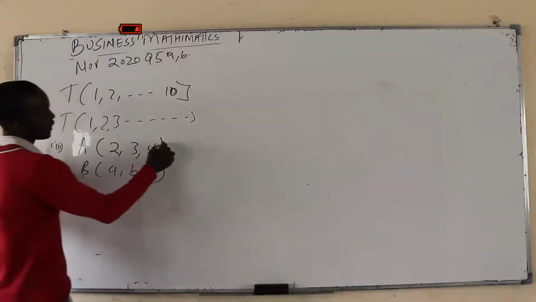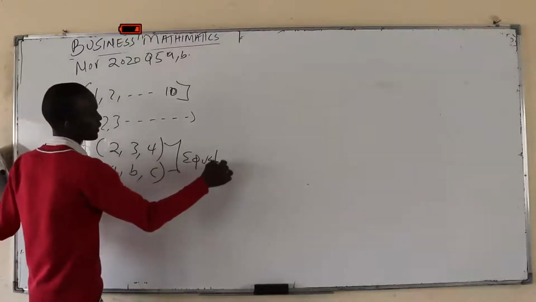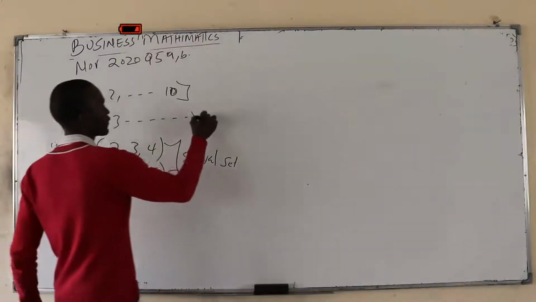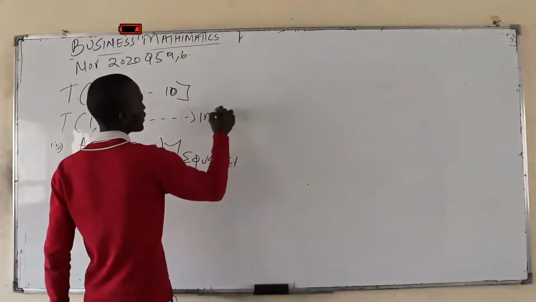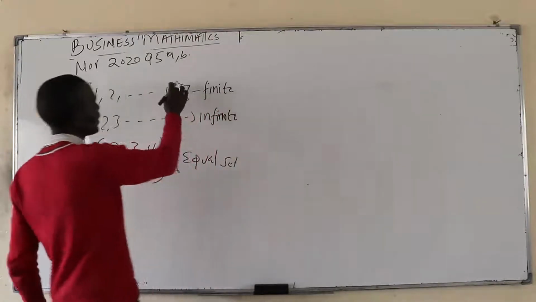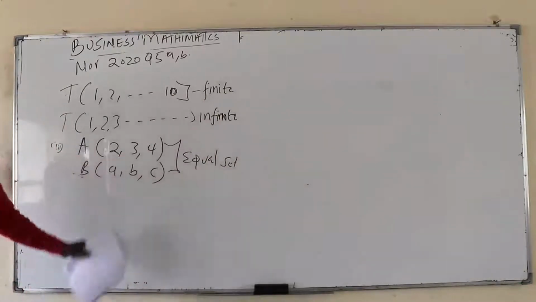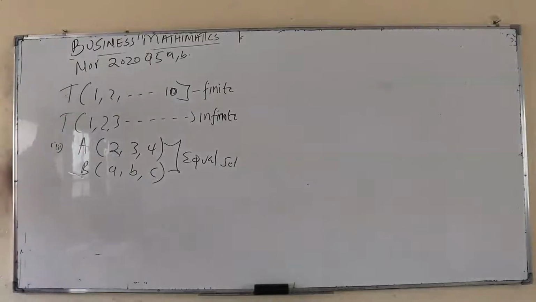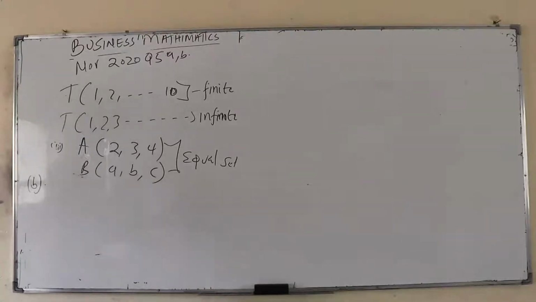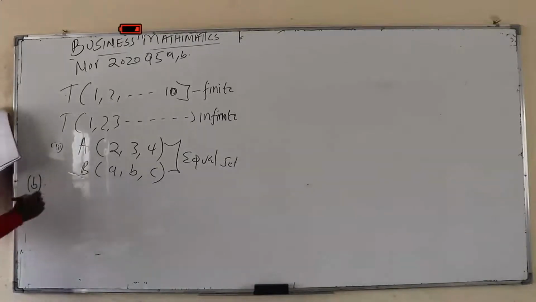So this one, the example for whatever you have been doing, is in November 2020, question 5B. So question 5A, you are told to explain the following terms in relation to sets. So we are talking about the question of November 2020, question 5A and B. So part A of it is theory. So number one, we are told to define the following terms.